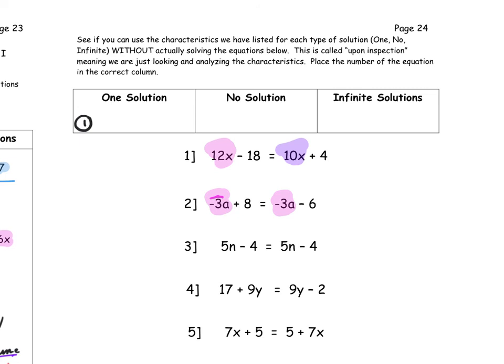I'm going to look at them and I see that I have a positive 8 here, but I have a negative 6 here, and they're different. If they're identical, if everything's the same, it's infinite solutions, but if the constants are different, then it's no solution. So I'm going to say equation number 2 belongs in this column. And so you're going to do that using your characteristics, and always start with the term that has the variable.